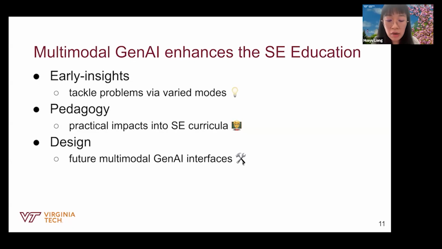Besides, the results might also provide some design implications for future generative AI interfaces tailored to software engineering education, such as focusing on interfaces that can support multiple ways of interacting, like combining text, voice, or video, and providing more context-aware feedback to aid the learning process.